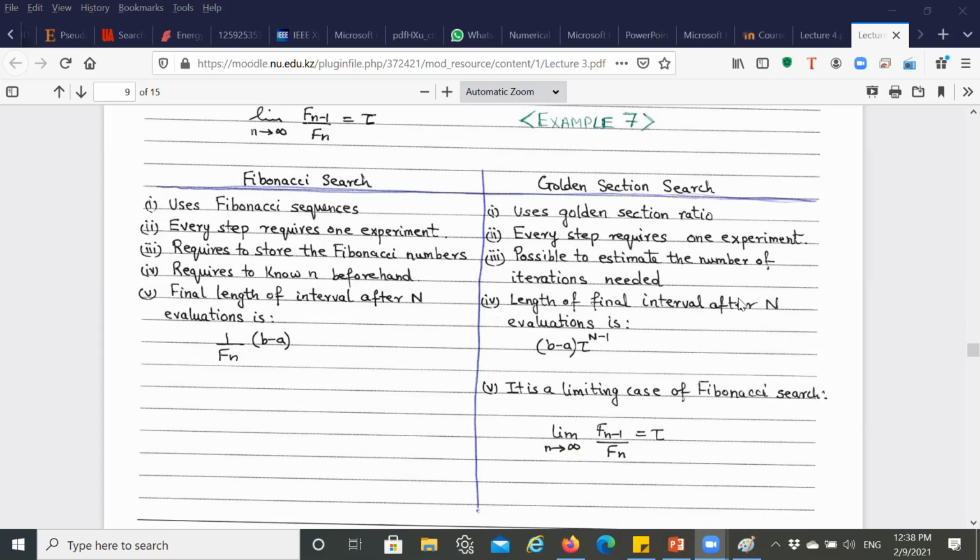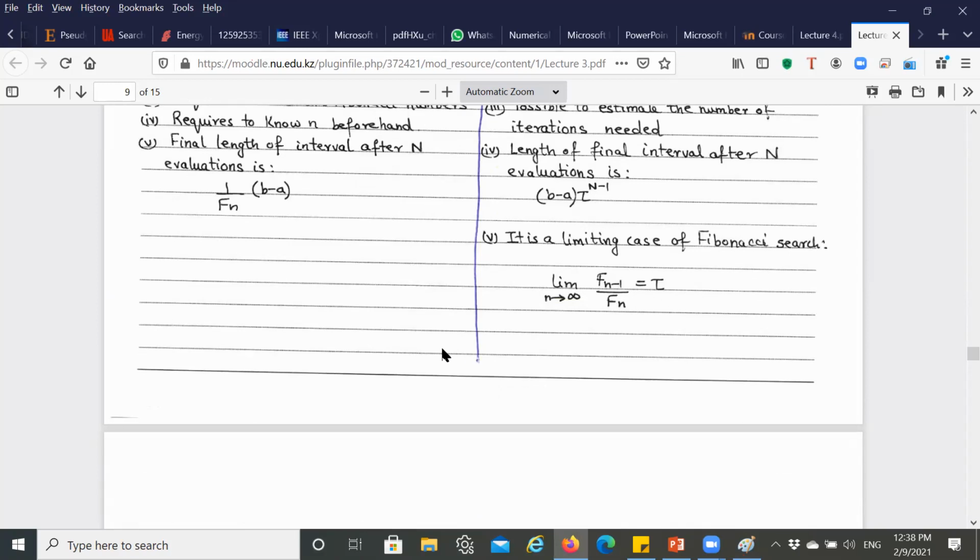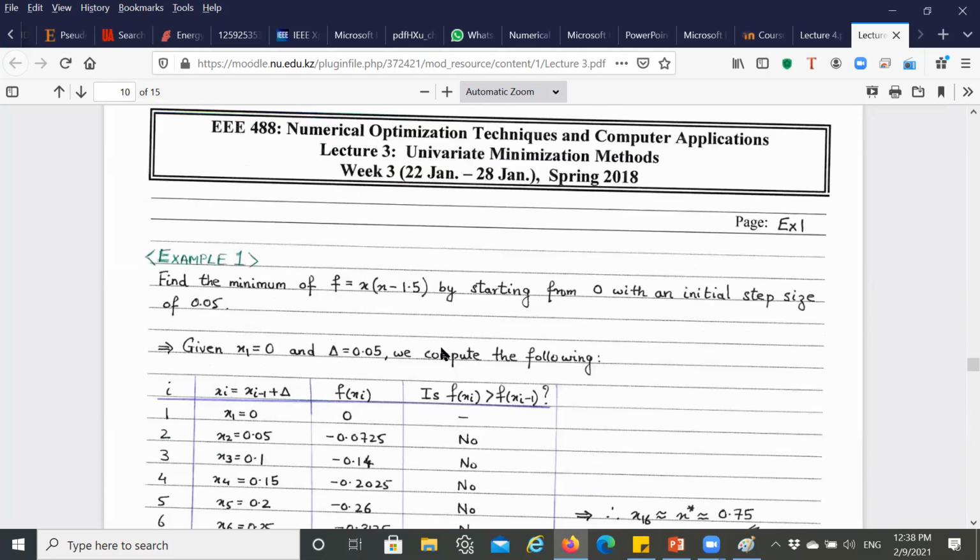The length of your final interval would be (b minus a) times tau to the power n minus 1. So if you want to know the size of your final length after n experiments, this would be the reduced length of your interval, where tau is a constant value. But over here, (b minus a) divided by Fn, depending on the value of n, would change every time. I also told you that this is the limiting case: when n tends to infinity, it will converge to the tau value.